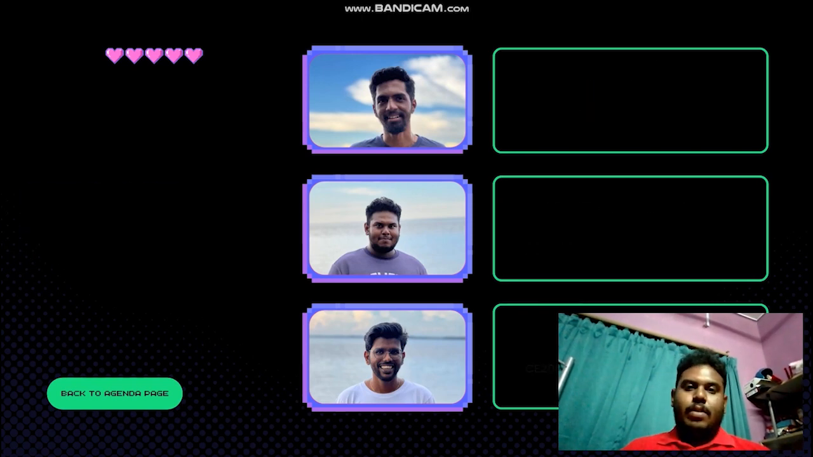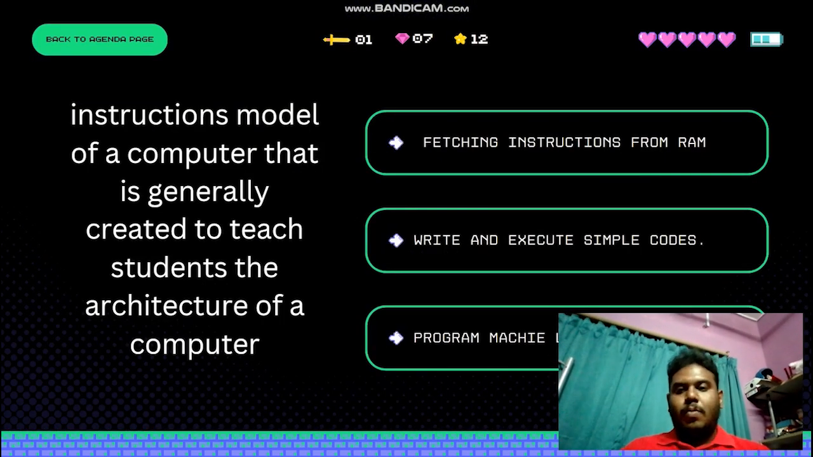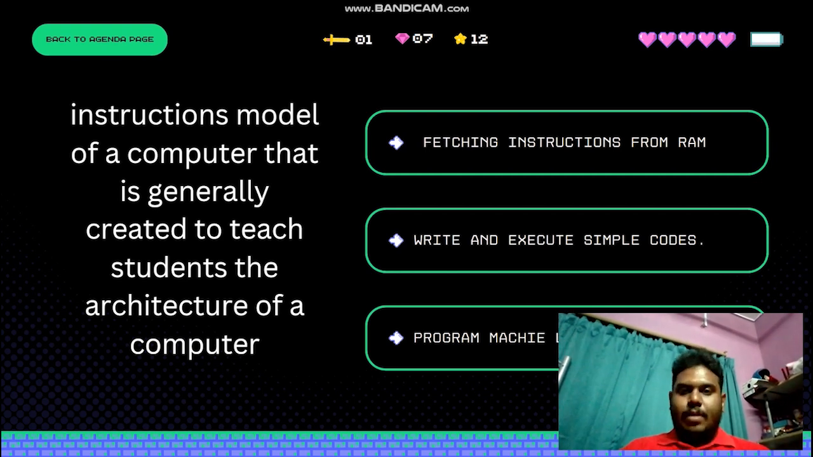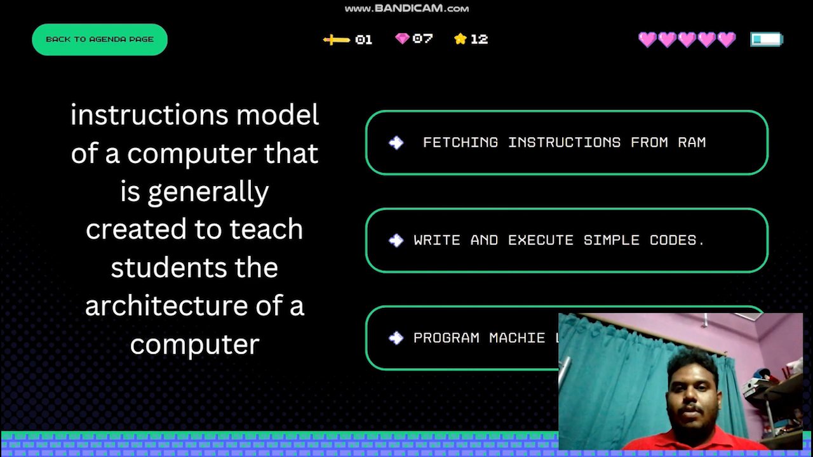So for the introduction part, we are supposed to use the Little Man Computer, LMC, to create and construct a code to prove the equation we chose.